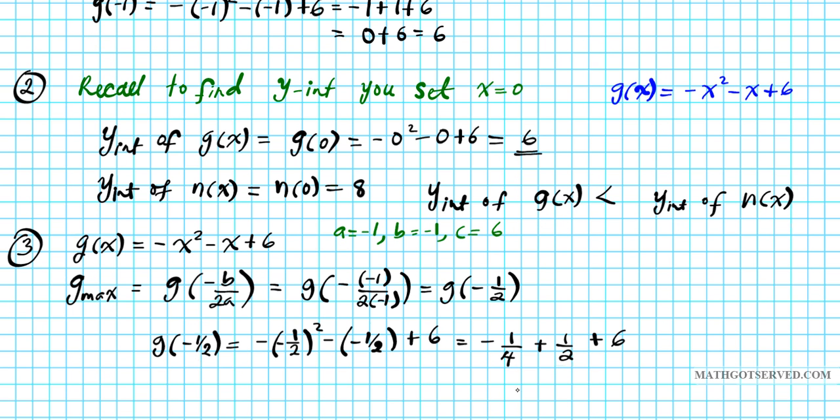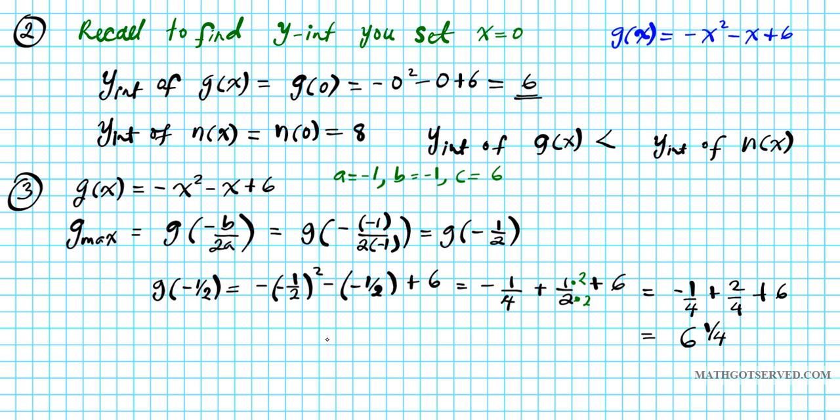Okay, now let's combine these two. What is negative 1/4 plus 1/2? You can find the LCD basically. What's the LCD of 4 and 2? The LCD is 4. So you multiply this by 2, top and bottom. This is a whole number, let's leave that alone for now. So we have negative 1/4 plus 2/4 plus 6. Negative 1/4 plus 2/4 is 1/4. So 6 and 1/4 is the maximum value for g.